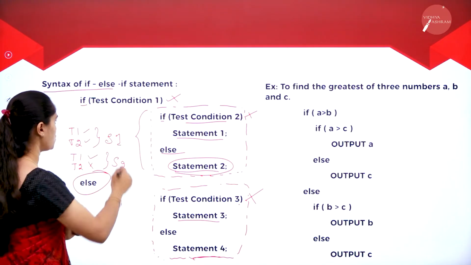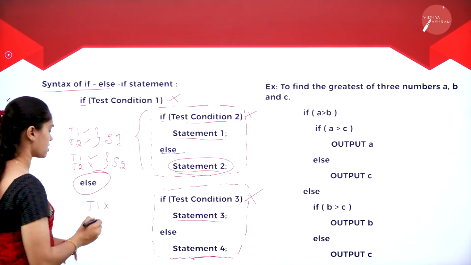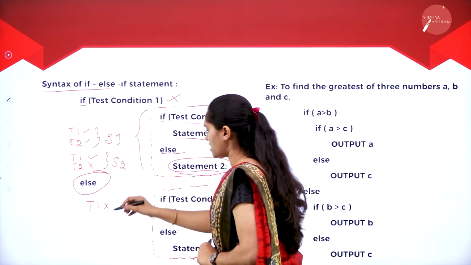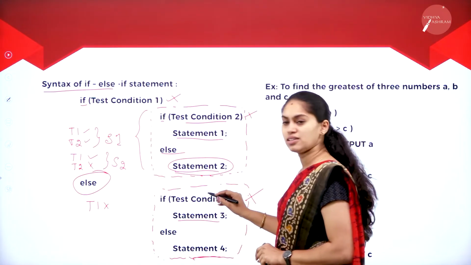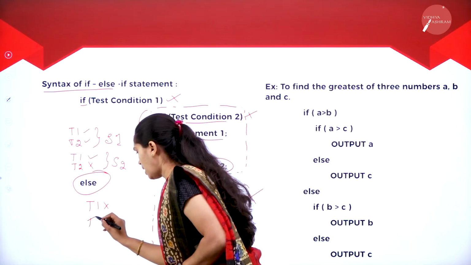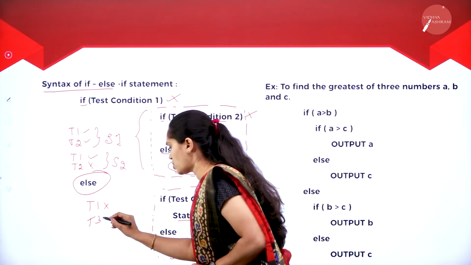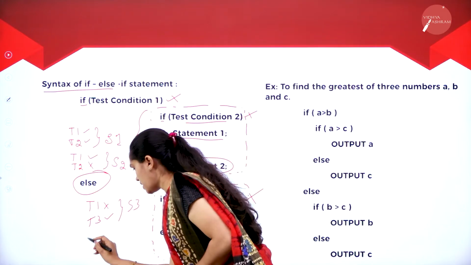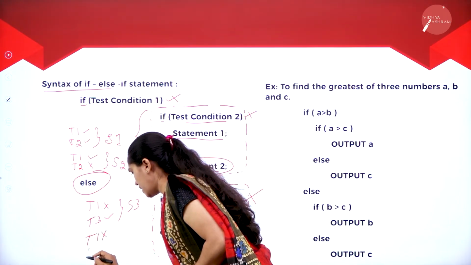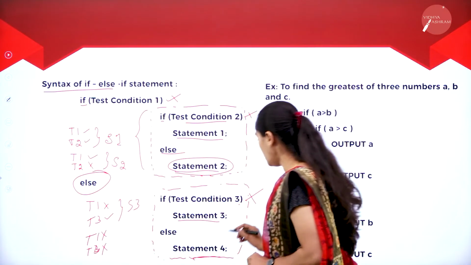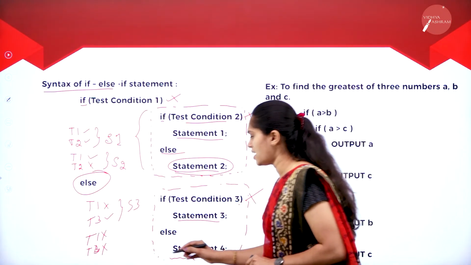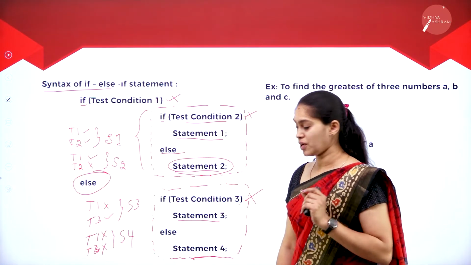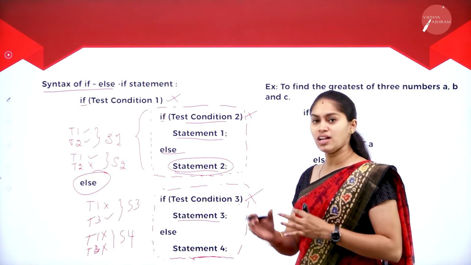Next, we have one more condition. If test condition 1 becomes false, consider only test condition 1 is false. If this is false, then it will come to the else part. At that time, we have to check the condition of test condition 3. If it is true, then it will execute statement 3. Okay. And if test condition 1 is false and test condition 3 is false, at that time it will execute statement 4. This is what a nested if is.